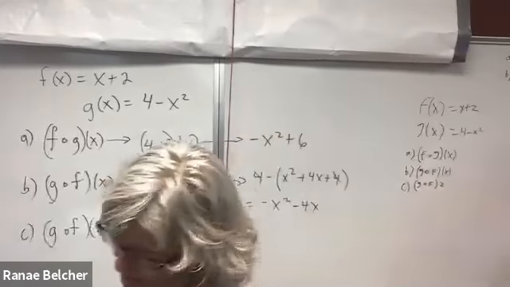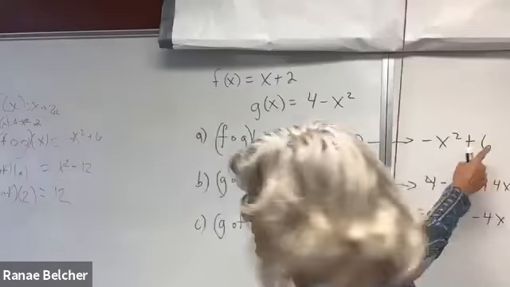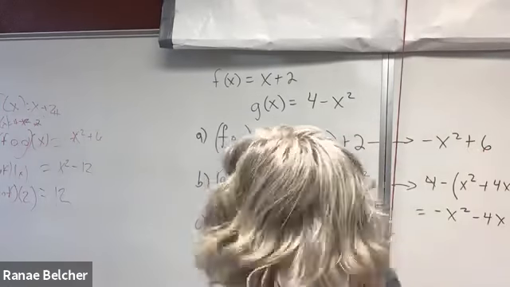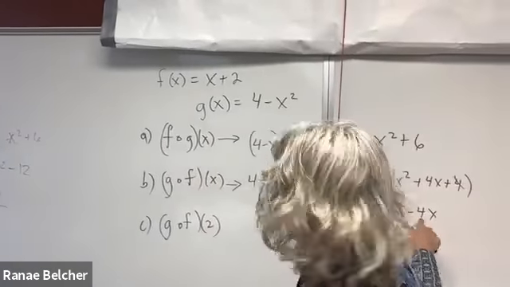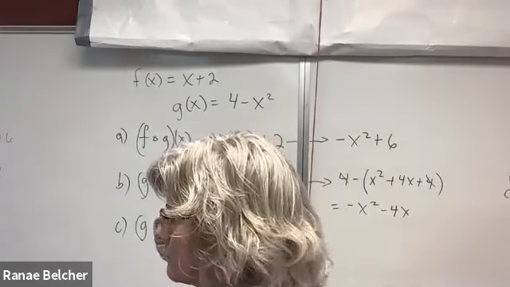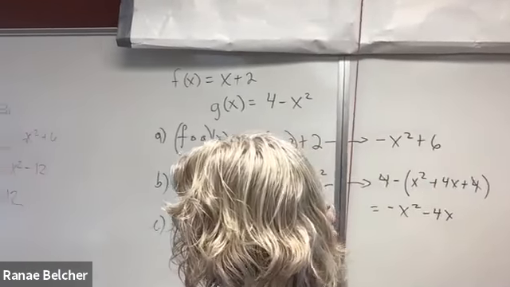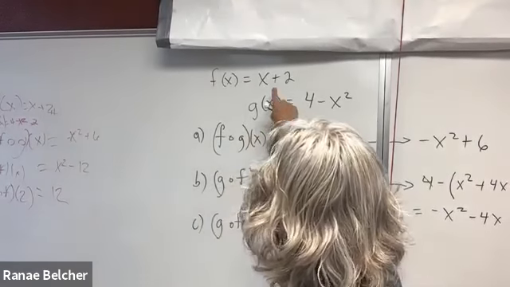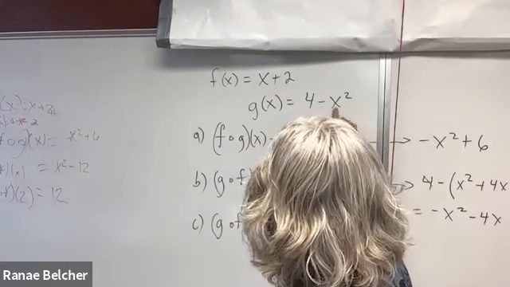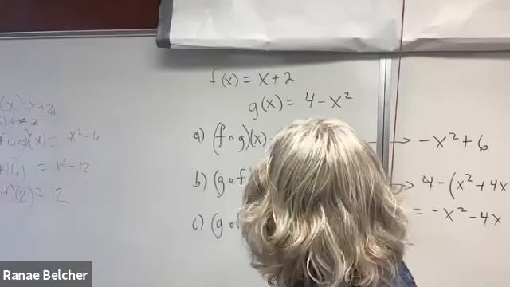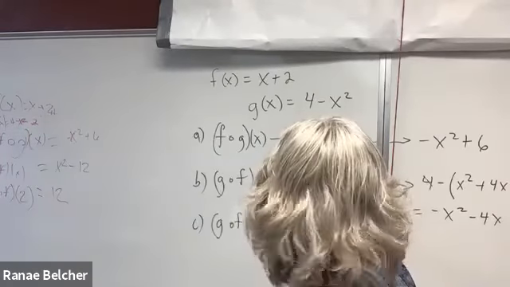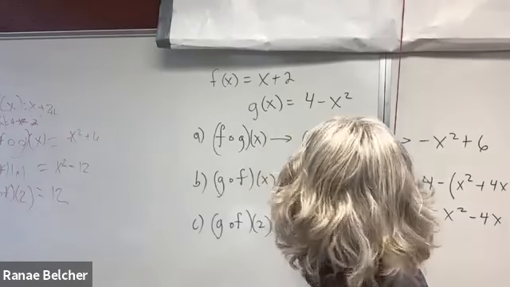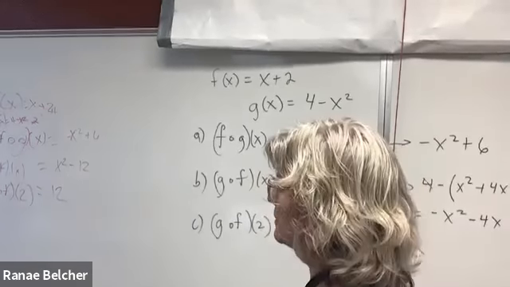Let's see if I got them right. Negative x squared plus 6. So what'd you do? Oh, did you get it? And then negative x squared plus 4x. Did you get that? No. What happened? Math. Yep. See how when you put f of x, which is x plus 2, in here for x, it's squared. So it's x plus 2 times x plus 2. And then you have to say 4 minus all of that.